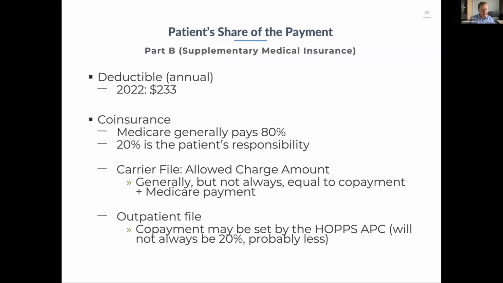There's a deductible, which in 2022 was $233. There's co-insurance as well. So this is actually kind of a big deal. Medicare pays 80% of the service cost, and then 20% is the patient's responsibility. And this is a place where that 20% can really be a lot, and supplemental coverage is quite important for enrollees in traditional Medicare.